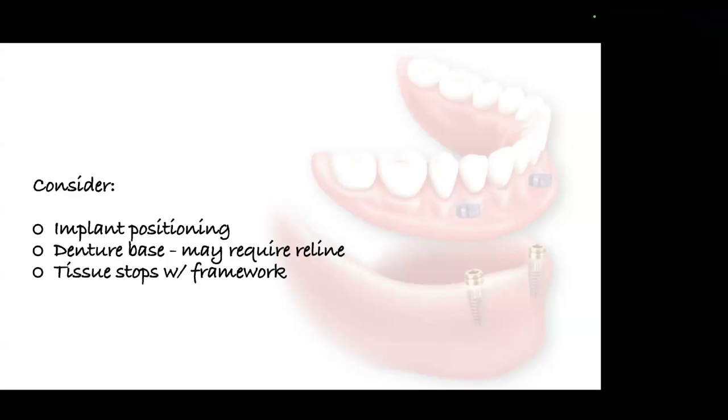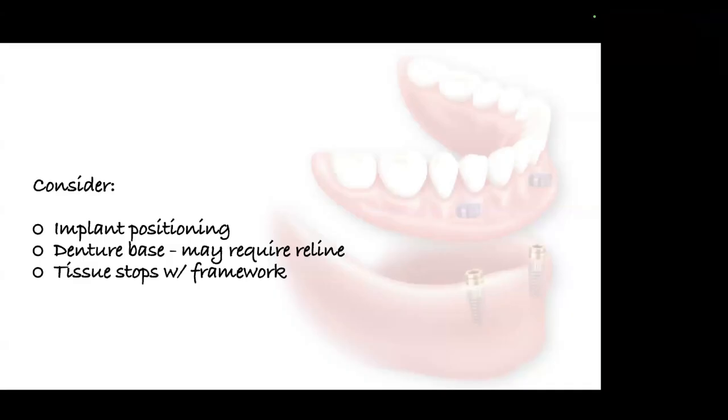Again, look at the denture base. It might be time for a reline. If this prosthesis is old, it might need a spot hard reline of the intaglio surface. When I fabricate these types of prosthesis, I like to fabricate them with the framework and tissue stops, and you'll see a picture of that coming up. The reason for that is it's going to prevent any type of fracture.